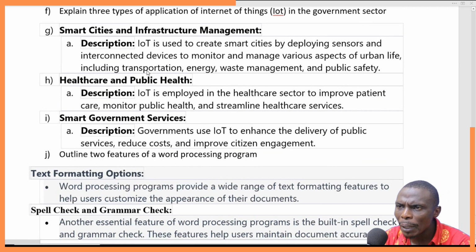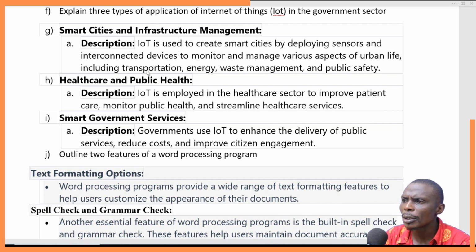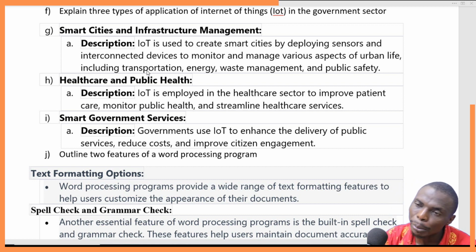We know of smart cities and infrastructure management. So IoT is used to create smart cities by deploying sensors and interconnected devices to monitor and manage various aspects of urban life, maybe transportation, energy, waste management, and public safety. These are automated, and this is one place where IoT is applied.